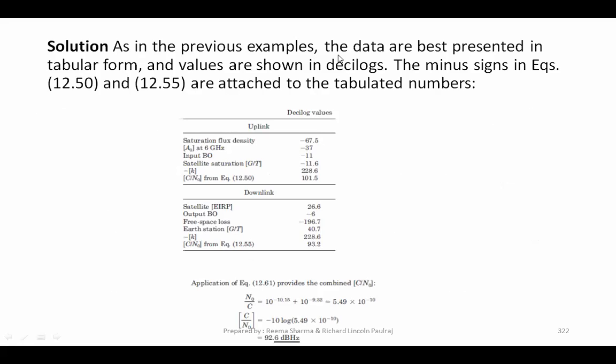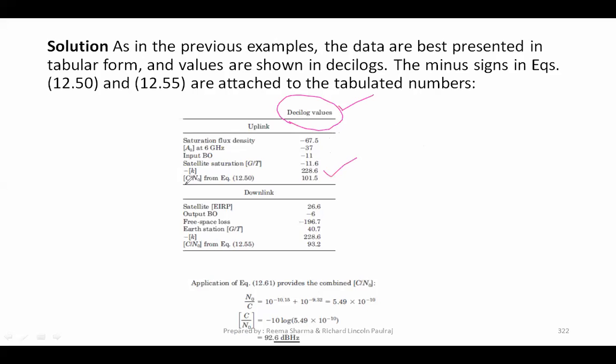As in previous examples, the data are best presented in tabulation form, and values are shown in decilogs. Keep in mind, it is always a good habit to mention what kind of values it is referring to. Is it in dB or is it in decilog? So this is a very important step to follow, right? So saturation flux density is given then at 6 gigahertz, and the back off is also given, G by T ratio. K is constant, your Boltzmann constant, right?